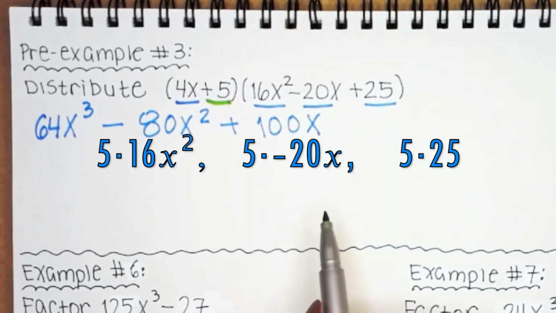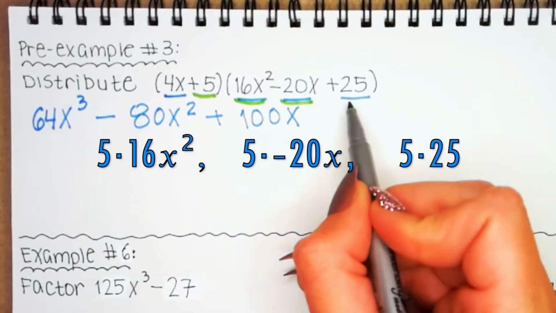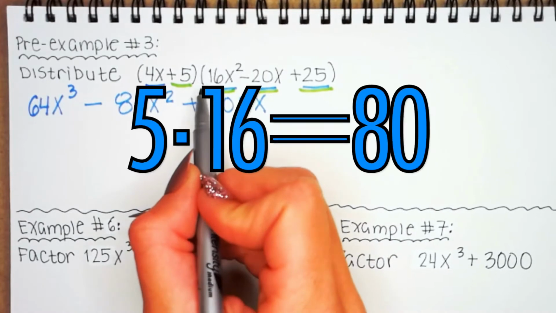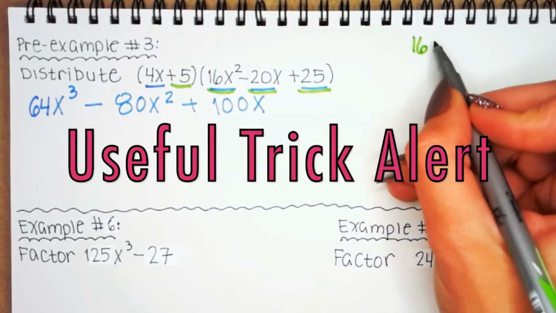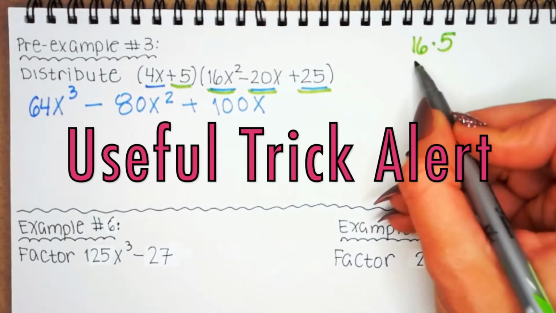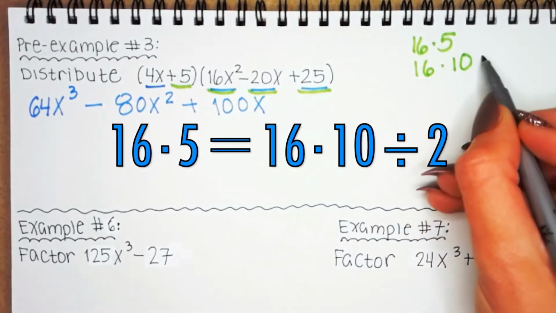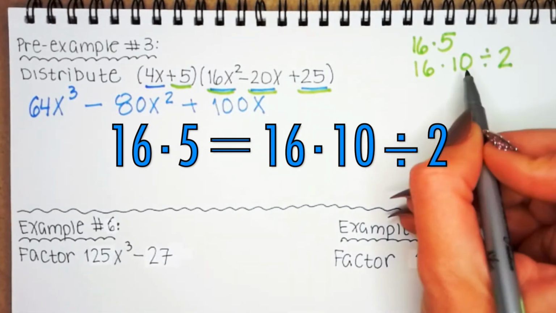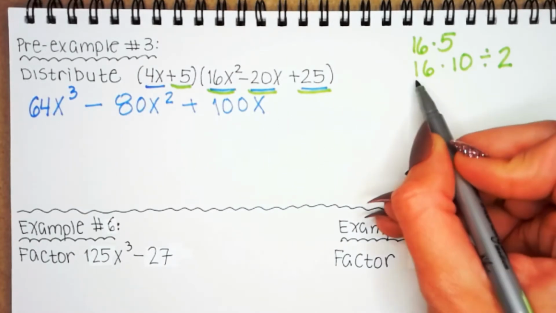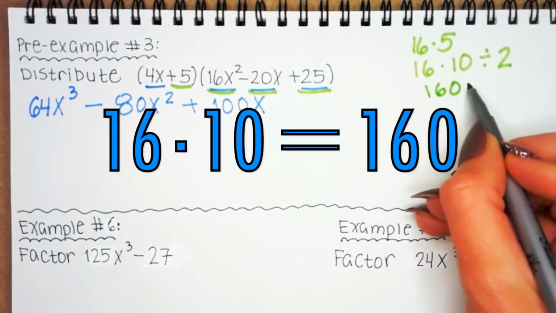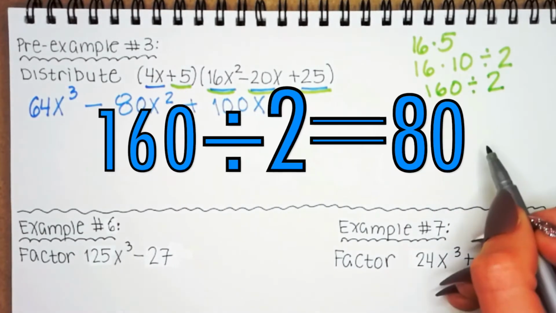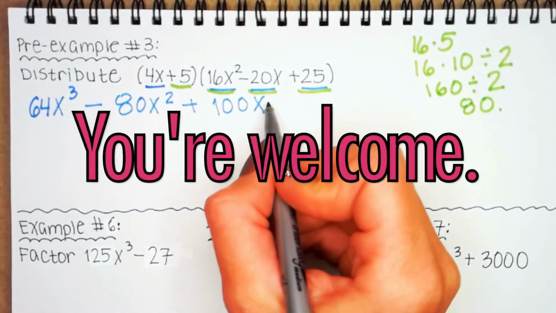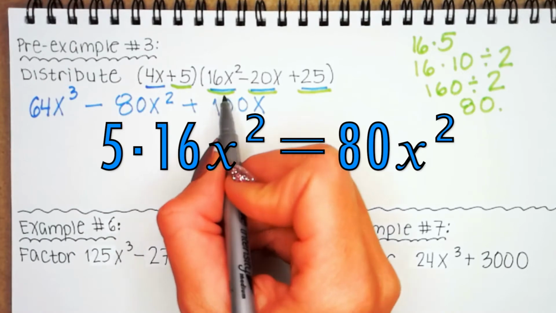Now we'll multiply 5 times all 3 terms. 5 times 16 is 80. The fast way to multiply a number by 5 is to multiply the number by 10 instead, and then divide by 2. Because 10 divided by 2 is 5, this will get you the same answer. 16 times 10 is 160, and 160 divided by 2 is 80. You're welcome. So this is going to give us 80x squared.